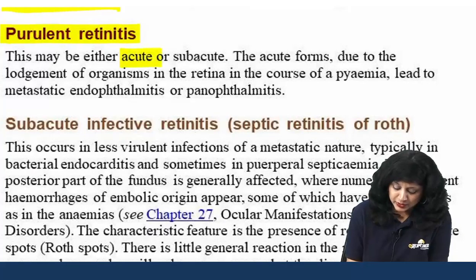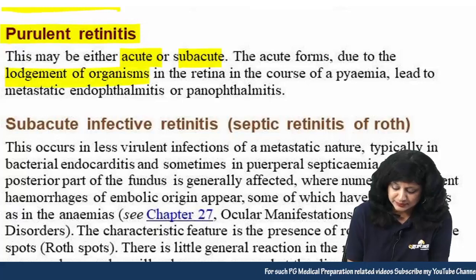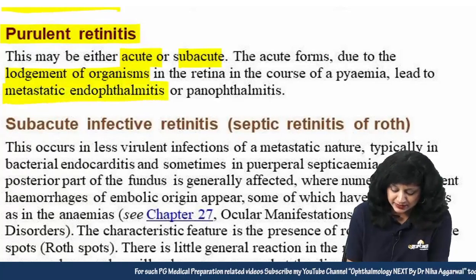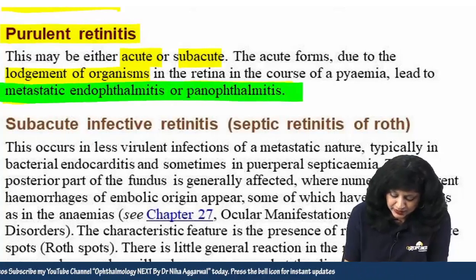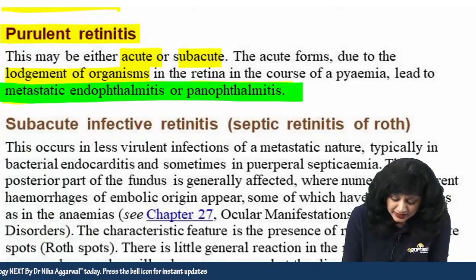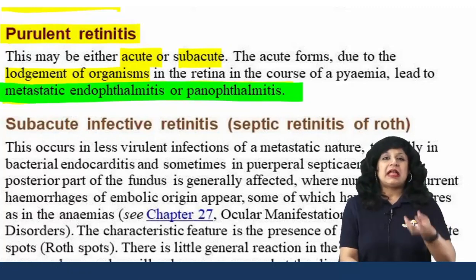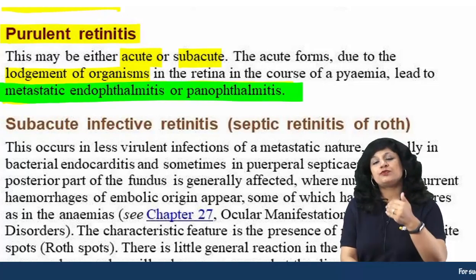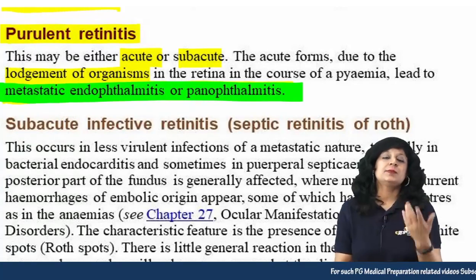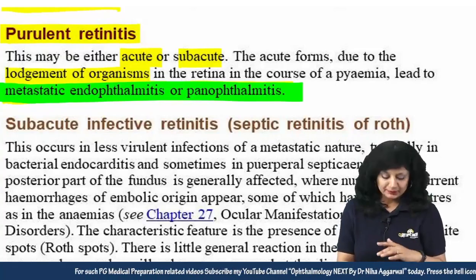So first let's start with the purulent retinitis. It can be acute or it can be subacute. The acute forms are due to the lodgement of the organisms, and that leads to metastatic endophthalmitis or panophthalmitis. So when we have purulent retinitis, what is happening? We are having pyemia. Pyemia means the pus, and that is lodging. So metastatic means there is a lodgement of these organisms which will be causing either endophthalmitis, or it is involving the sclera also, that will be causing panophthalmitis.